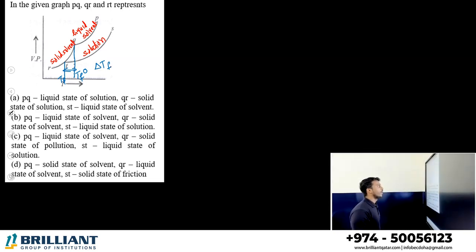So what is the curve? PQ represents the liquid state of solvent. QR is the solid state of solvent. ST is the liquid state of solution. All correct, right? Solid state of solution? No, solid state of solvent, liquid state of solvent. Option B is the correct one.